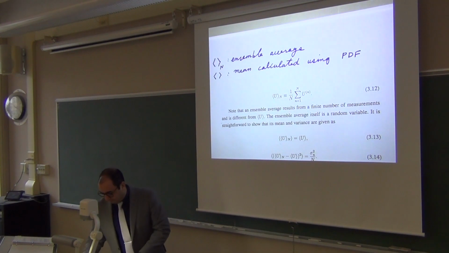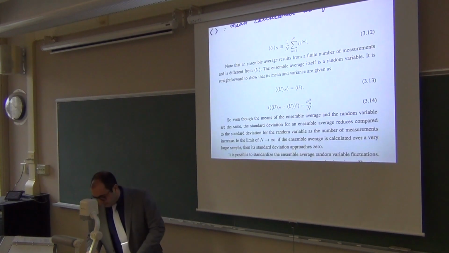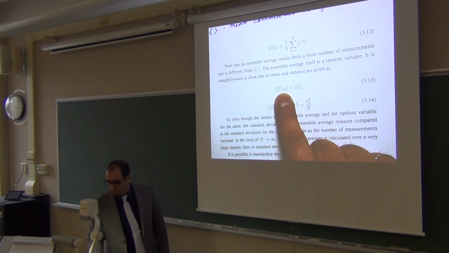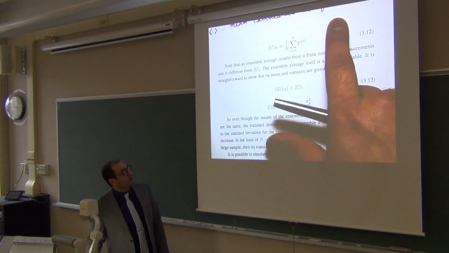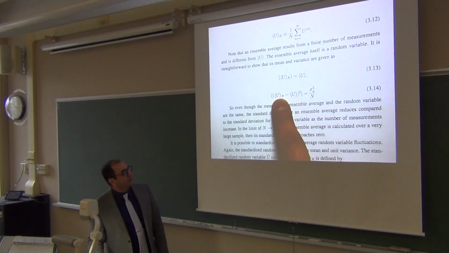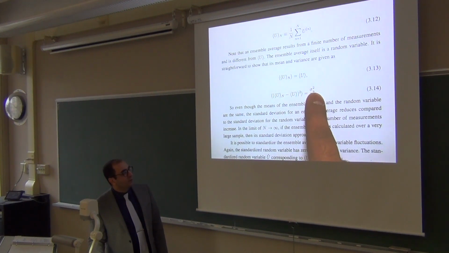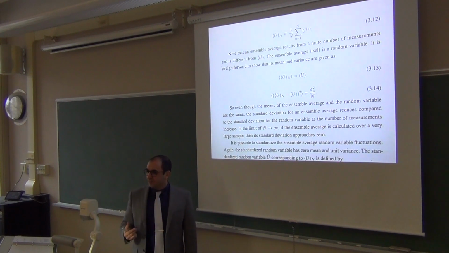And you can use some theorems in statistics to show that the average of the ensemble average is the same average as the mean calculated by PDF. But the standard deviation of the ensemble average itself is going to be lower than the standard deviation or variance of the original distribution. In other words, the more you repeat the measurement, the closer and closer values you'll obtain.